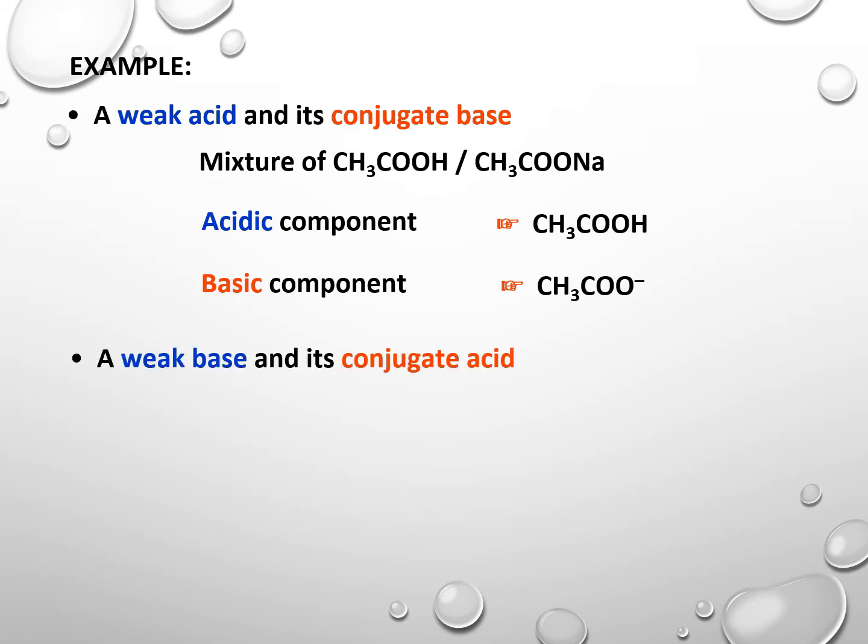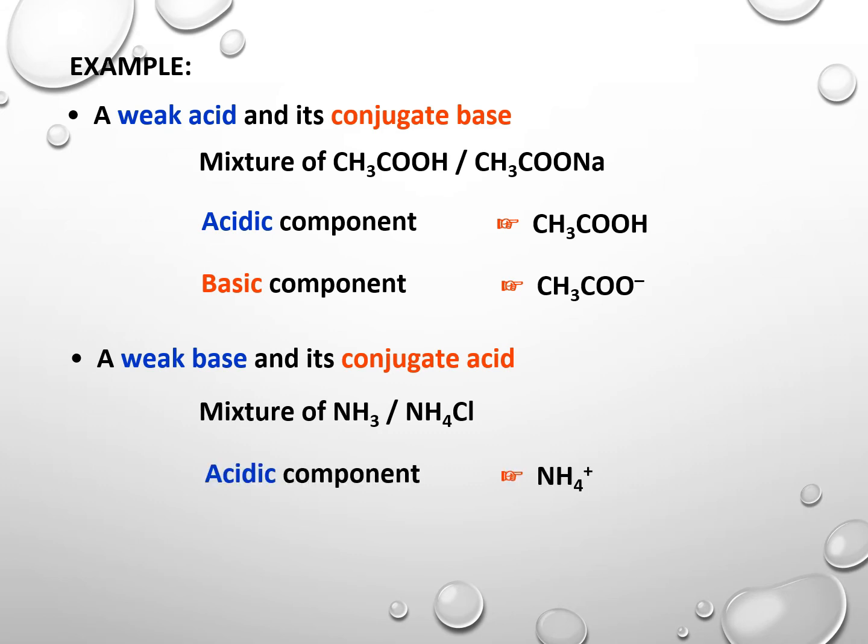A mixture of a weak base and its conjugate acid forms a basic buffer. For example, the mixture of ammonia and ammonium chloride. The acidic component is the conjugate acid ammonium ion, and the basic component is the weak base ammonia.